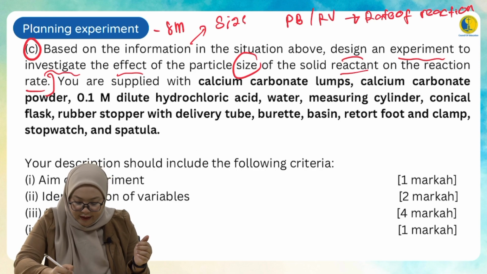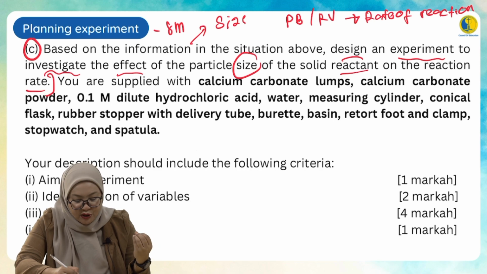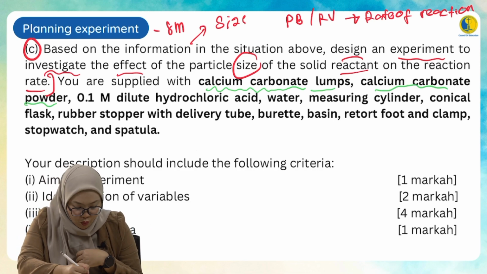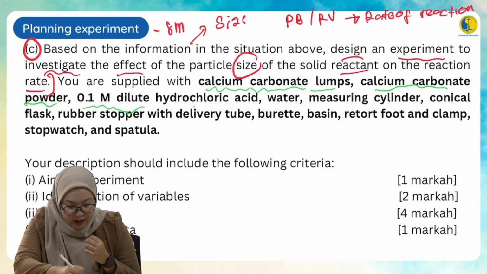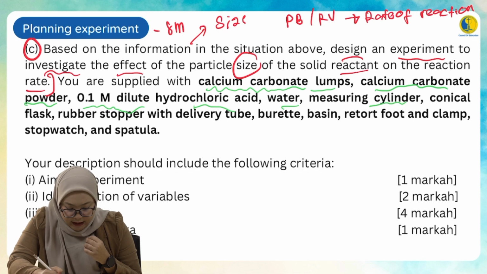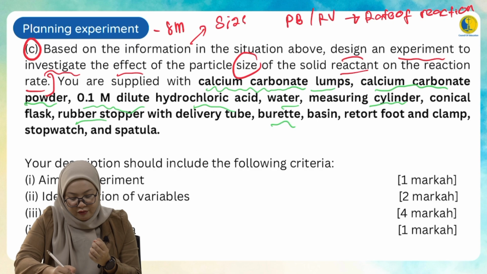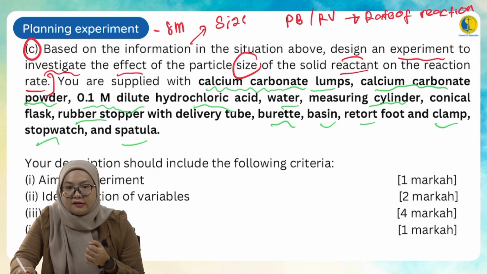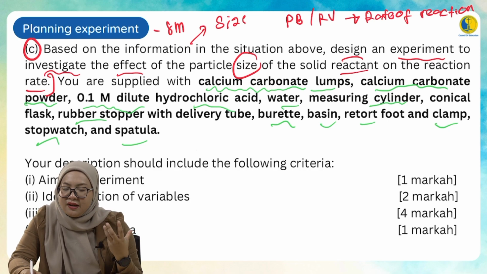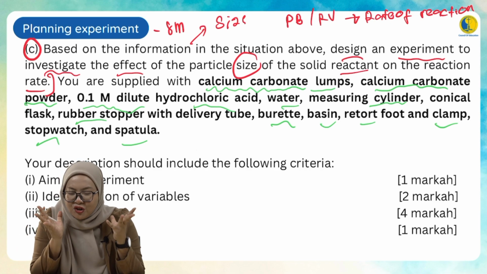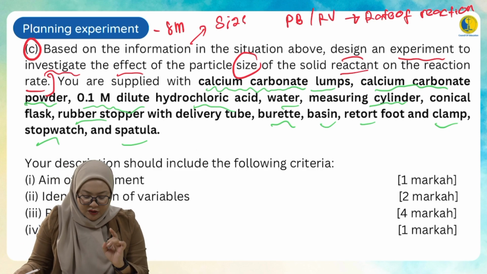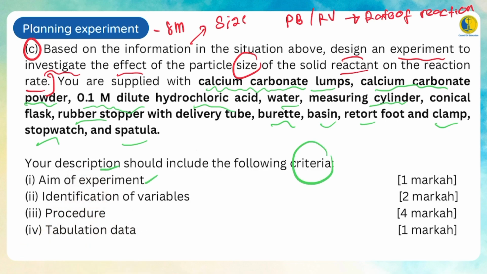Now, what you should highlight is the substances, materials, or apparatus given. You were given calcium carbonate lump, which means chunk, and calcium carbonate powder. You were given 0.1 molar dilute hydrochloric acid, water, a measuring cylinder, conical flask, rubber stopper with delivery tube, burette, basin, retort stand and clamp, stopwatch, and spatula. There are so many things, but remember, guys, it's not your task to do an experiment. You just have to design an experiment. Close your eyes and think about this chapter, which is Form 5, Chapter 4, rate of reaction. What did you learn? Your description should include the following criteria: aim, experiment.